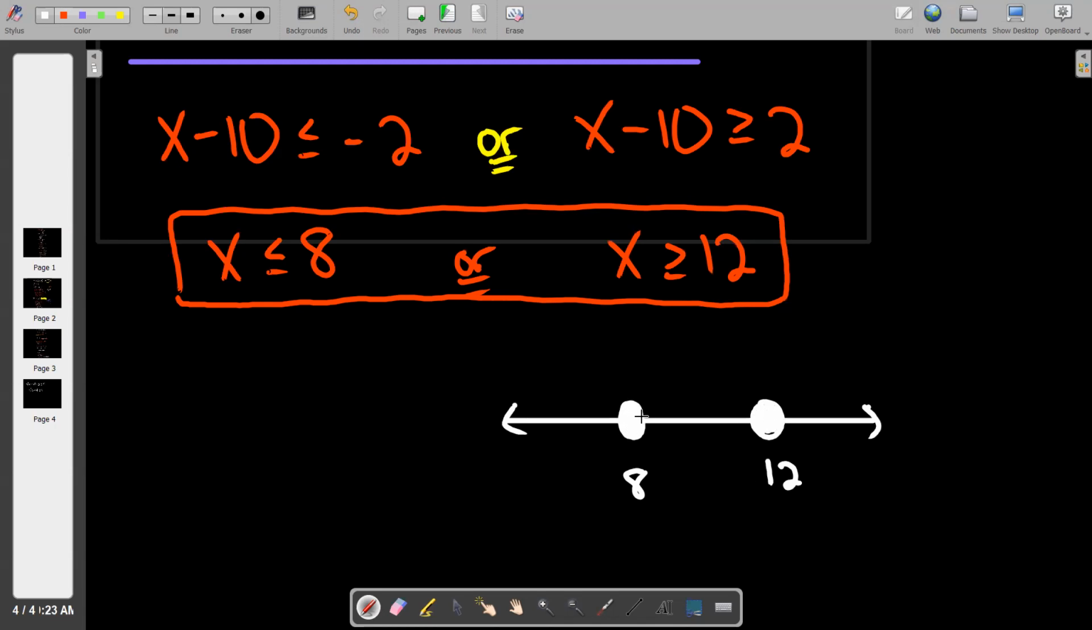And where will my shading go? Split out is a good way to say that. Out from the 8, out from the 12. I cannot be in both of these places at once. I cannot be less than 8 while also being greater than 12. Hence the graphs that look like this.